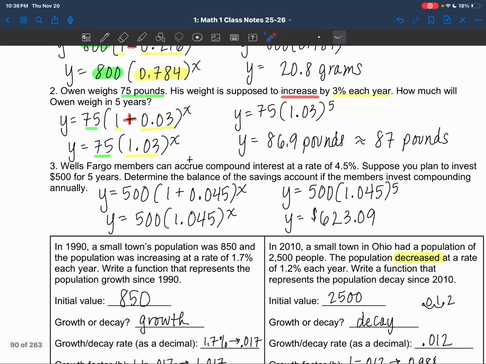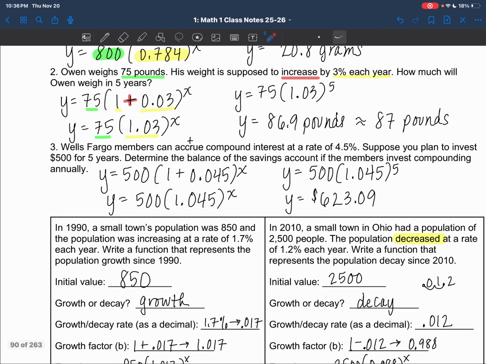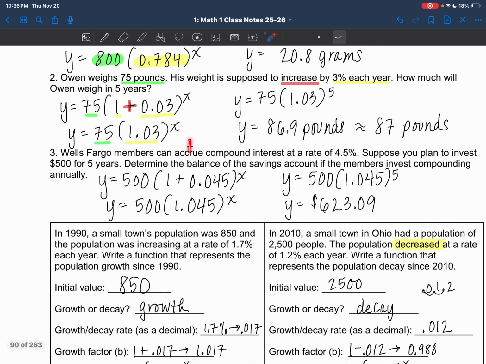All right, so I want you to try this one with Wells Fargo, but if it is accruing, that means you're adding or getting that. So that's growth. So that means you're going to add to 1. All right, and just remember, move the decimal point twice to get 0.045, and then just go ahead and do 500 is where you begin for 5 years and plug that into your calculator.